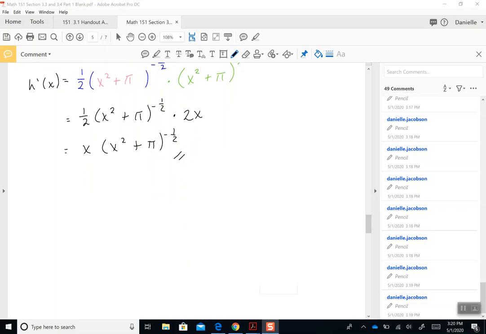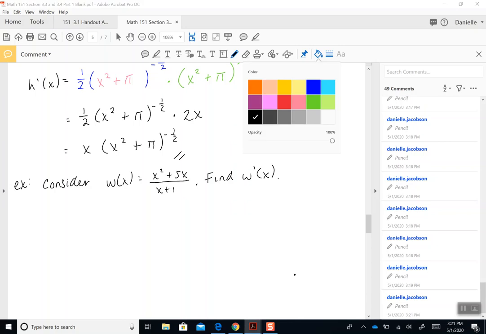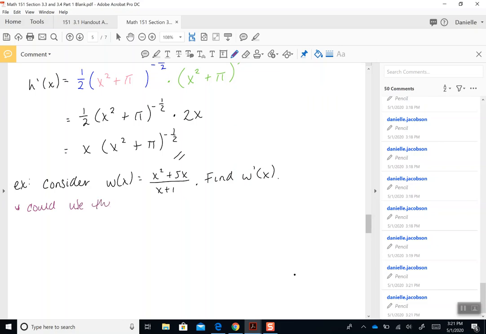All right, let's go ahead and do another one. So this time, let's consider w of x being equal to (x squared plus 5x) divided by (x plus 1), and say we want to find w prime of x. The first thing I'm going to say is this should look familiar. If you wanted to use the quotient rule on this, you absolutely could. So I'll take note of that: if you wanted to, you could use the quotient rule.